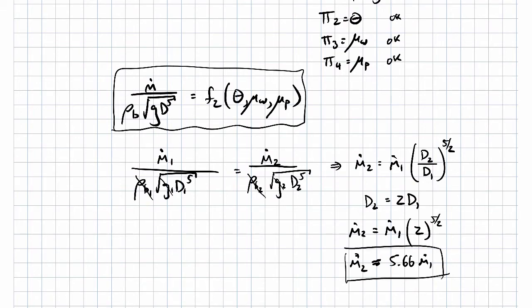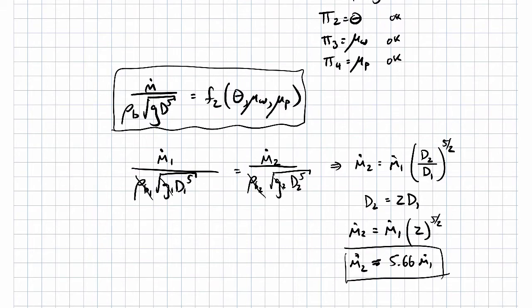So if we double the diameter of the exit, we'll get a mass flow rate that's just over 5.5 times faster. It's kind of an unusual number, but it's because we're raising this value of 2 to the 5 halves. So that's how we can predict what the mass flow rate will be for a different sized hopper exit.